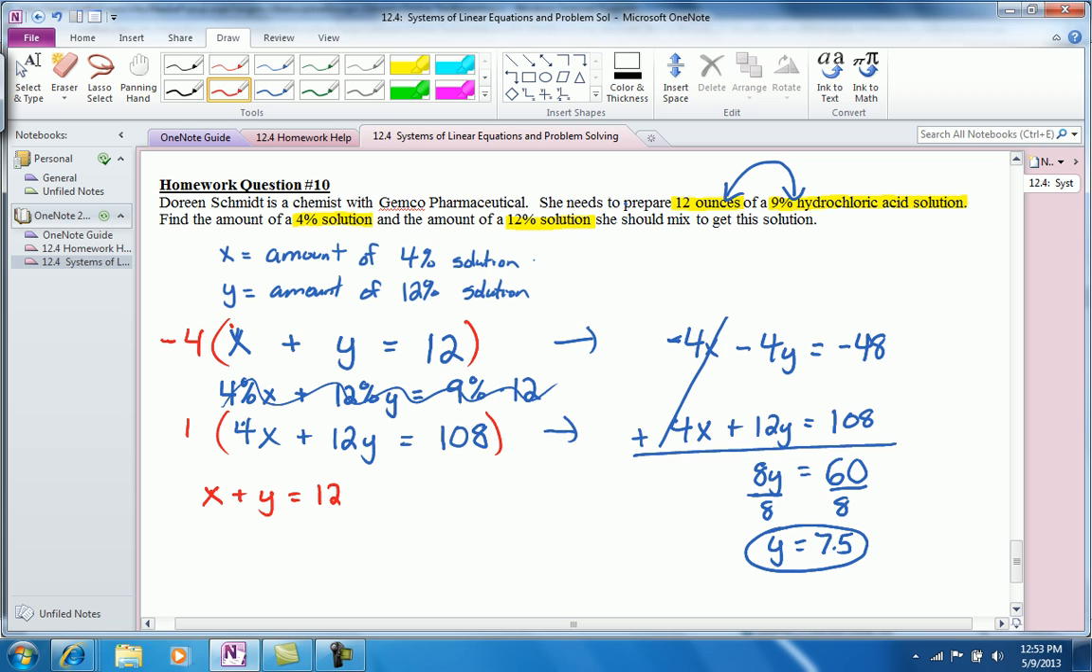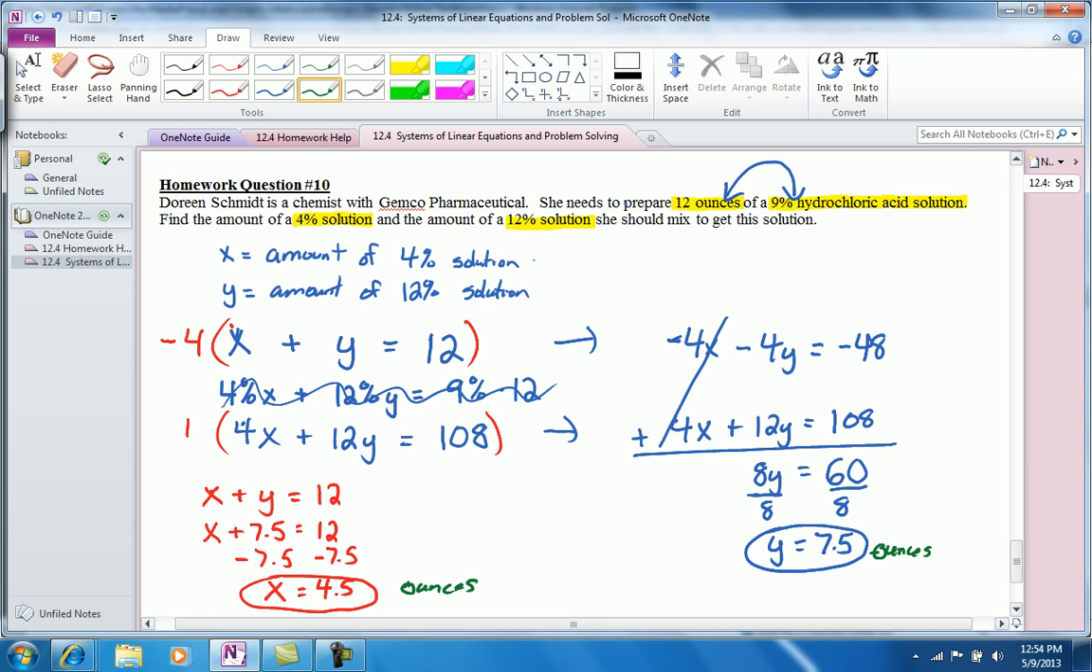So I know y to be 7.5, so I will substitute that in. Now I need to subtract 7.5 from both sides. And I will get x to equal 4.5. So it appears that y, which represents the amount of the 12% solution, is 7.5 ounces, and x, which represents the amount of the 4% solution, is 4.5 ounces.